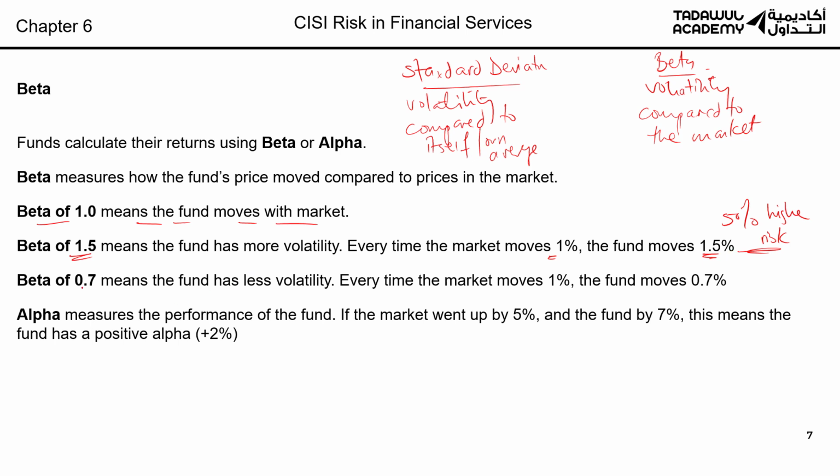If you have a 0.7 beta, it means you are less volatile, you move slower than the market. It means that you are less risky than the market. How much less risky? If you are 0.7, you are 30% less risky than the market.